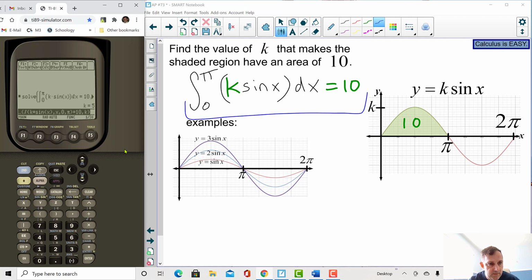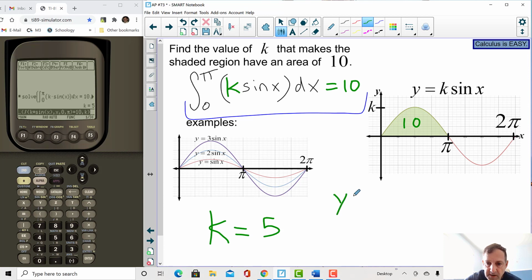It's telling me that k is equal to 5. So this is a pretty easy one. We don't have to round this. We just get k equals 5. So that means if our function was y is equal to 5 times sine of x, then the area of the shaded region from 0 to pi would just equal 10. All right, that's it. Let's go ahead and move to the next example.